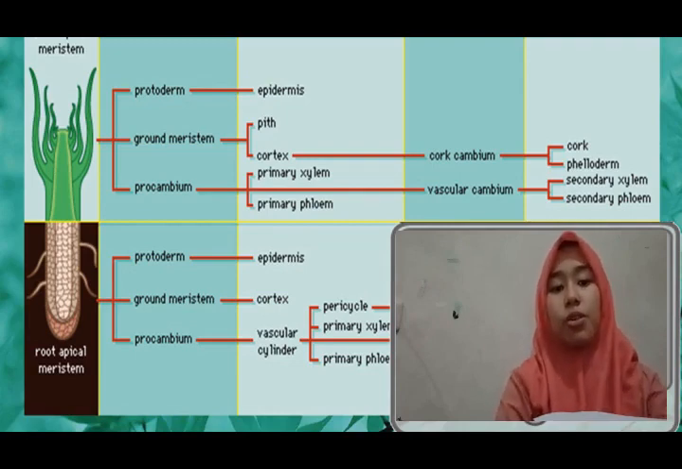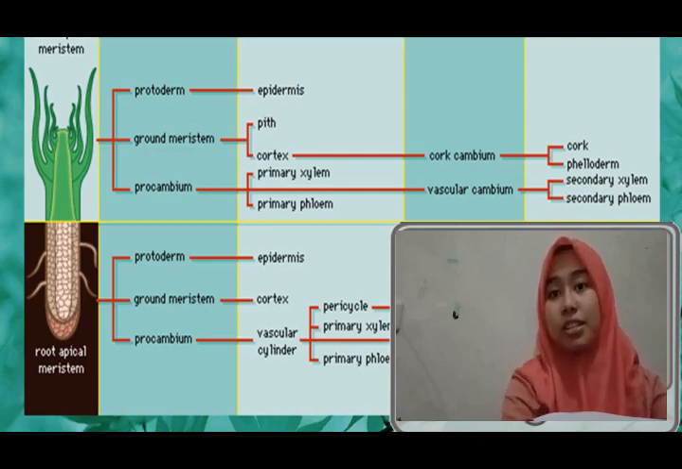In the youngest phase, or primary meristem, there are parts called protoderm, ground meristem, and procambium. After that, the primary tissue phase. In the primary tissue phase, protoderm becomes epidermis, ground meristem becomes pith and cortex, and procambium becomes primary xylem and primary phloem. After that, the lateral meristem phase.